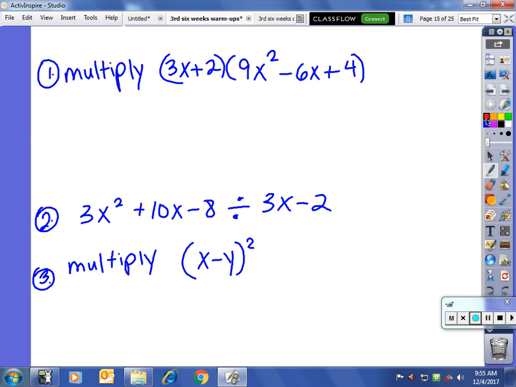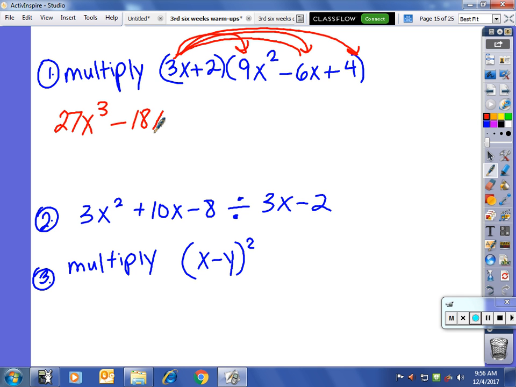All right, number 1. It's kind of like the FOIL method. 3x has to multiply by everything over here. And please pay attention to your exponents. What's 3x times 9x squared? Good. 27x to the third. What's 3x times negative 6x? Negative 18x squared. And then 3x times 4 is positive 12x.